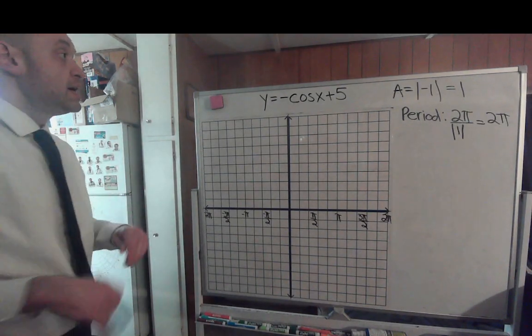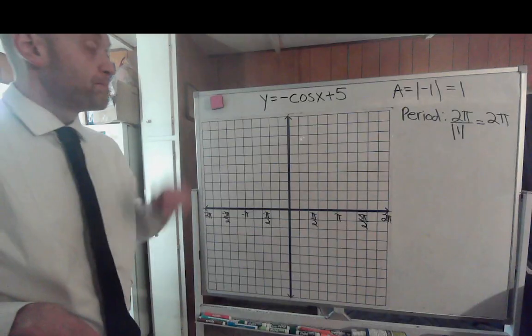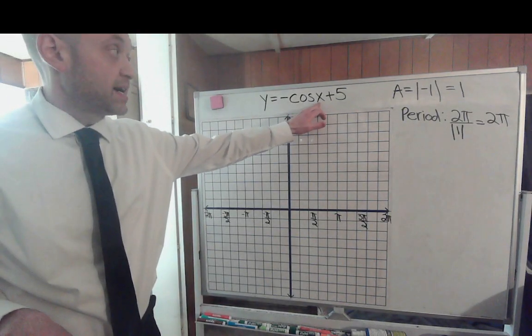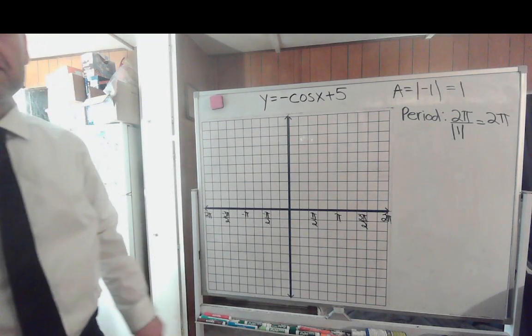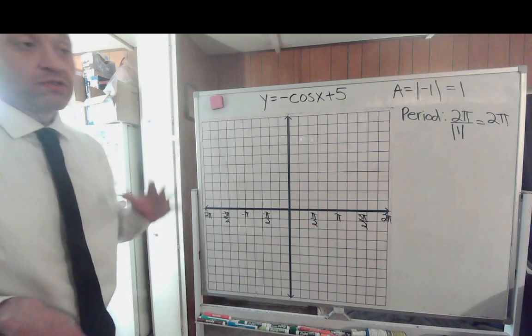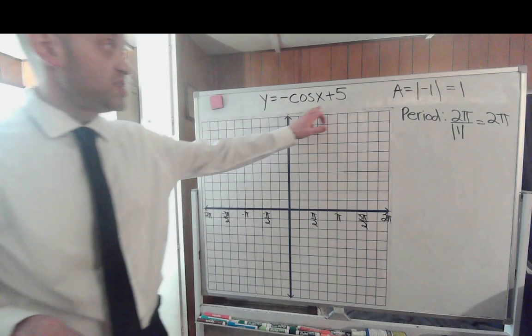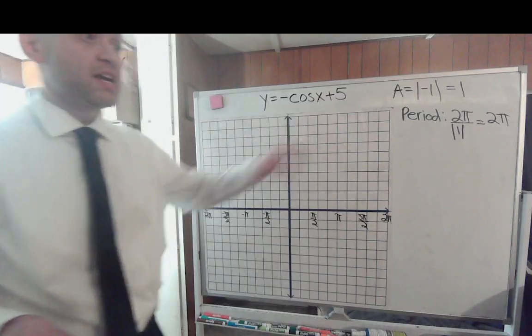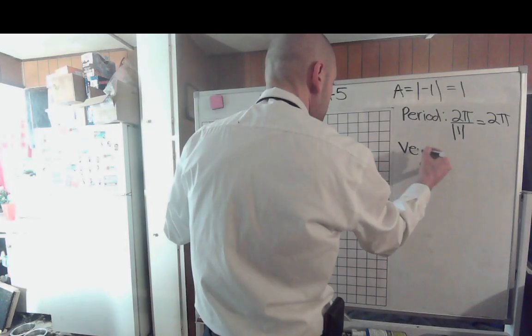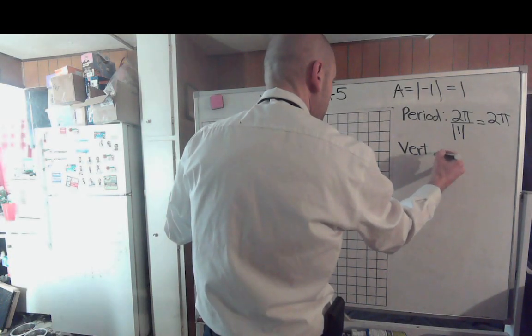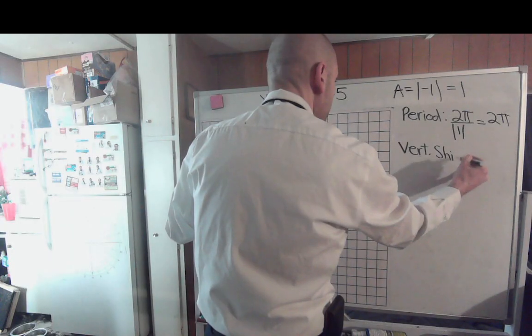Okay. Now, do you see in parentheses an x plus quantity? You don't. It would always have parentheses if you're going to have a horizontal shift. So there's no horizontal shift, but you do see a plus 5 beside the cosine of x. There is a vertical shift up 5 units.